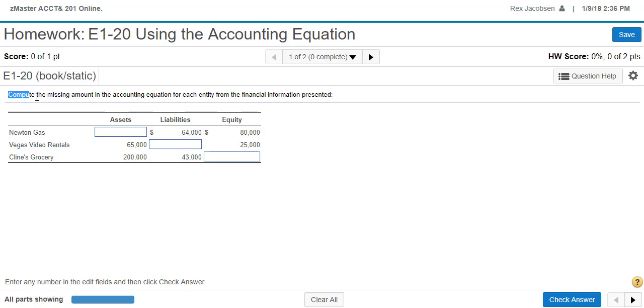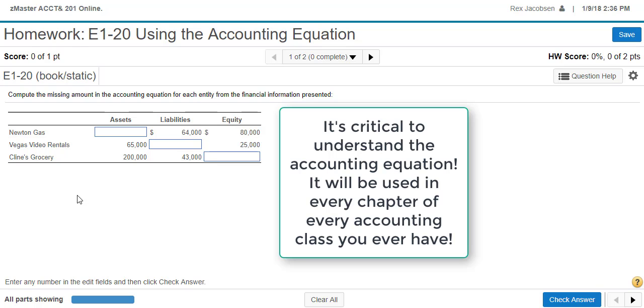So this exercise says, compute the missing amount in the accounting equation for each entity from the financial information presented. So we've got 3 different companies. We've got Newton Gas, Vegas Video Rentals, and Klein's Grocery. So we need to know the accounting equation, and this accounting equation is critical. In all of your accounting classes, you need to know what the accounting equation is, because all of accounting is based on the accounting equation.